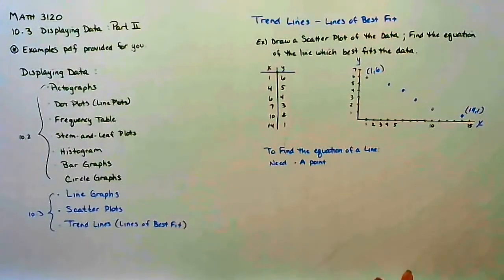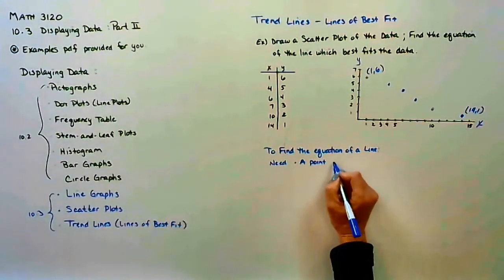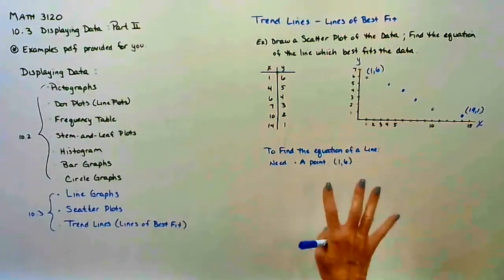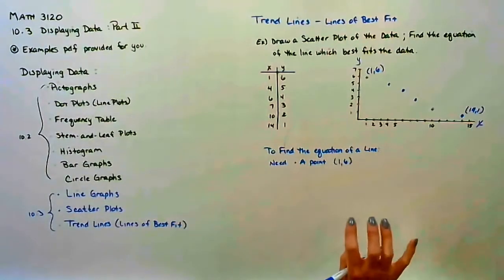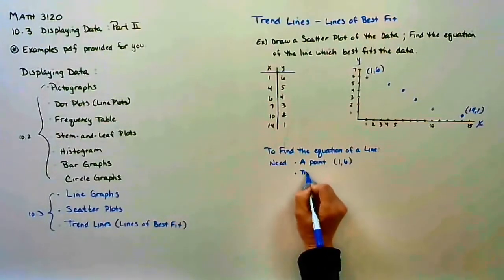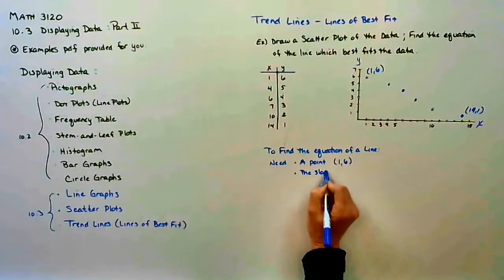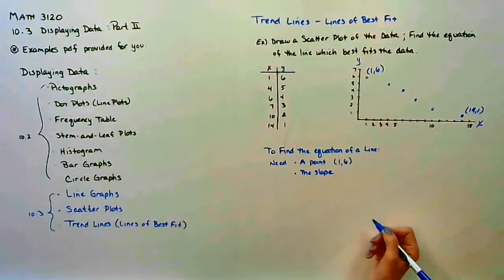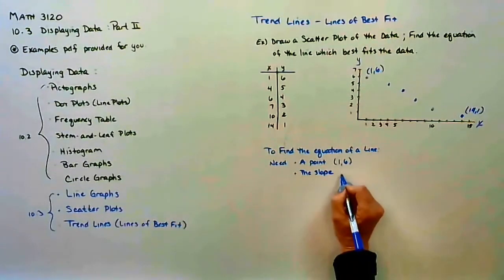We need a single point. Well, I chose 2 points. I chose (1, 6) and I chose (14, 1). So I only need 1 point for the equation of the line. So I'm going to choose, for mine, (1, 6). You can choose (14, 1), you'll get the exact same equation.